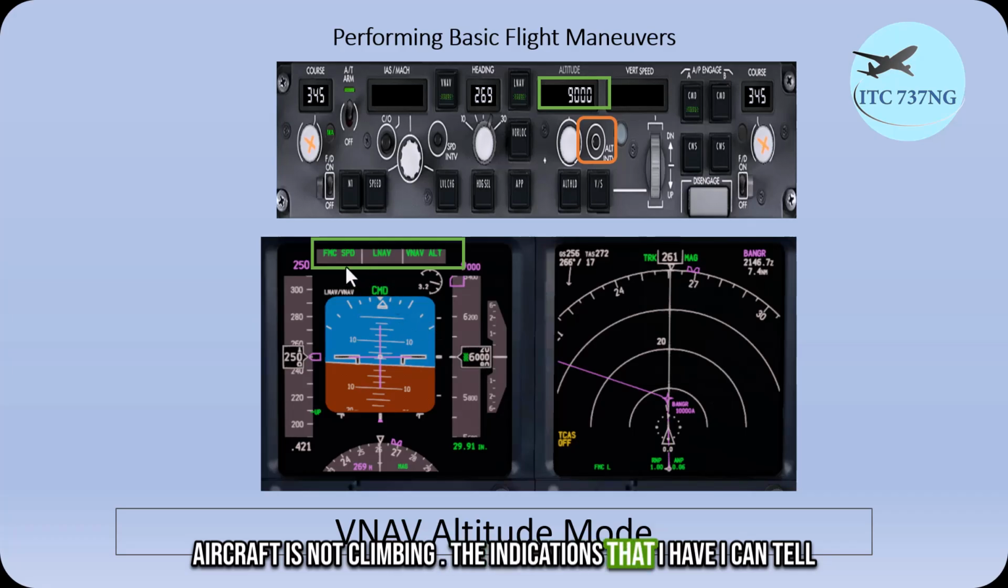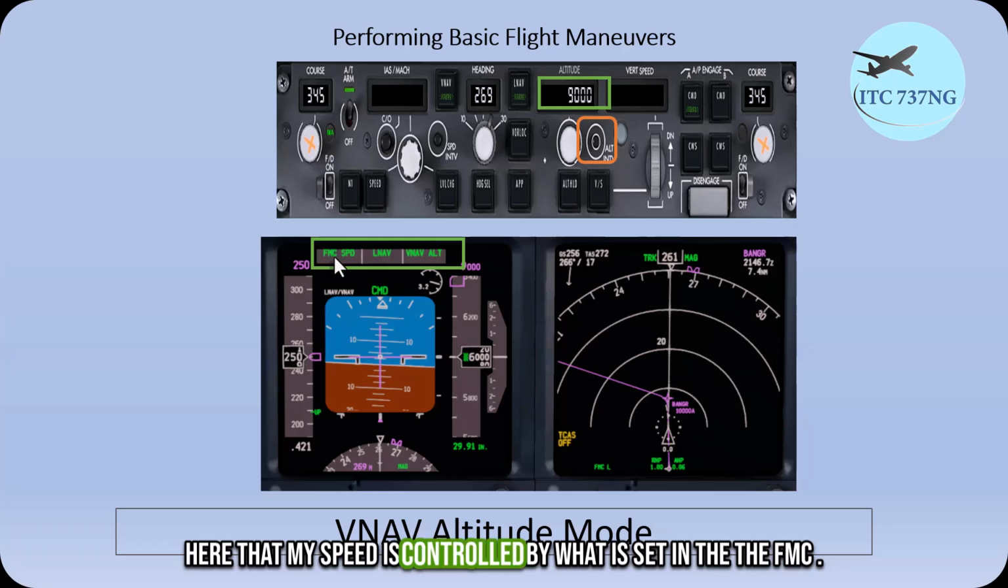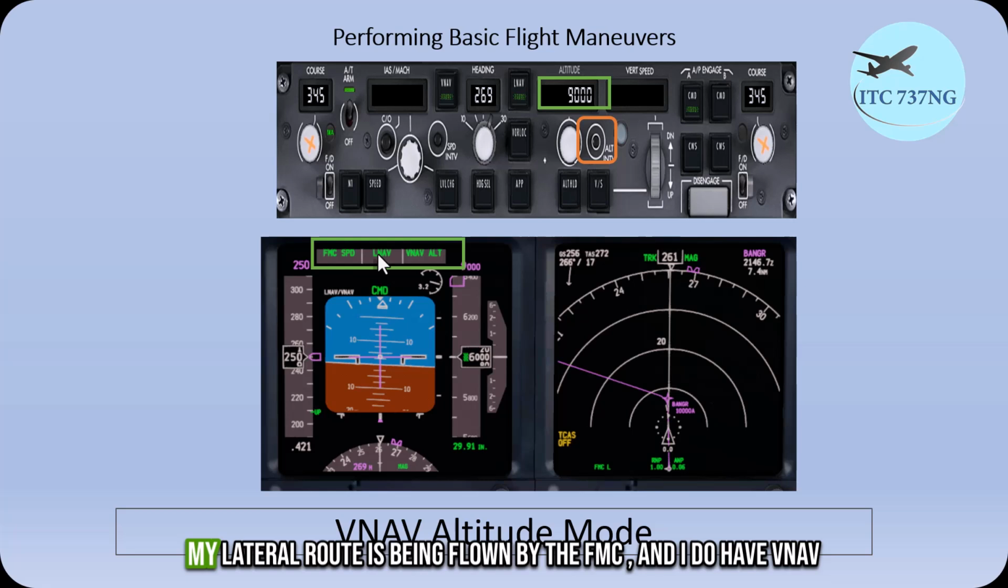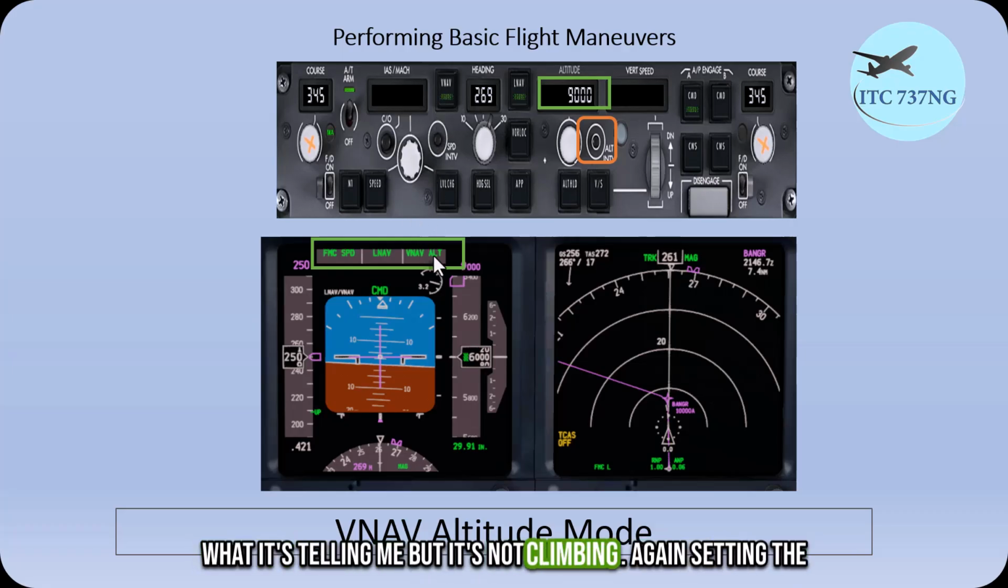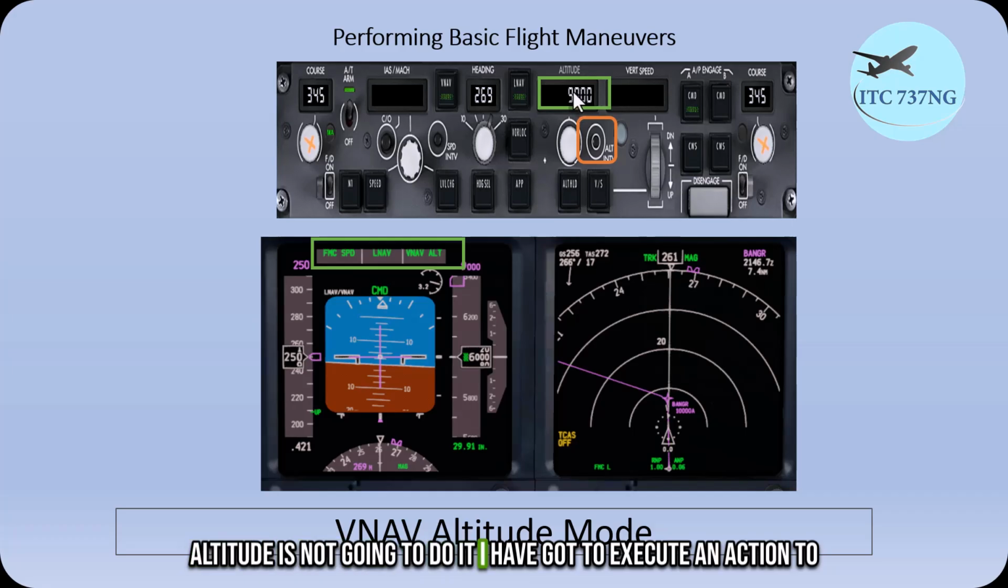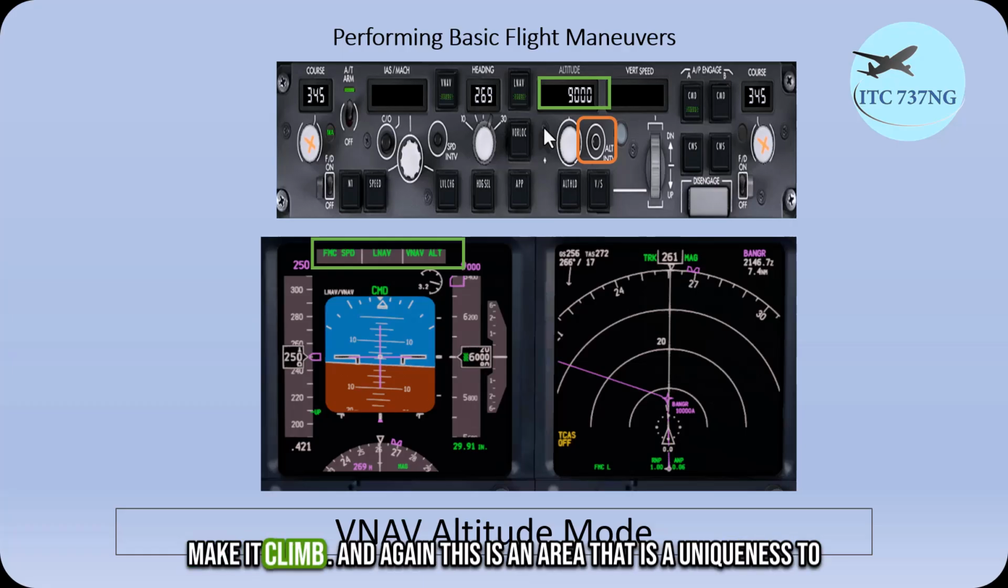The indications that I have, I can tell here that my speed is controlled by what is set in the FMC. My lateral route is being flown by the FMC, and I do have VNAV altitude engaged, indicating that I am in the VNAV mode. That's what it's telling me, but it's not climbing. Again, setting the altitude is not going to do it. I have got to execute an action to make it climb.